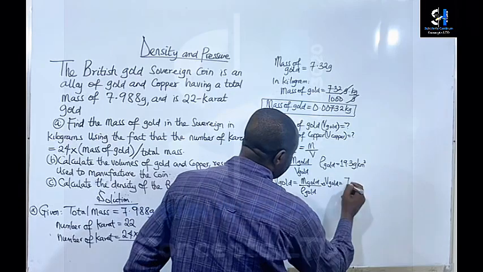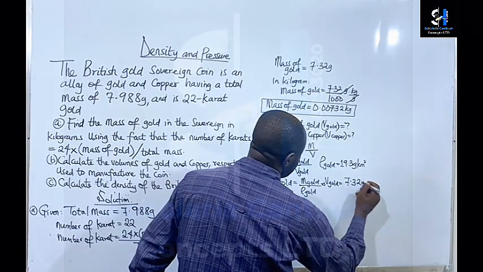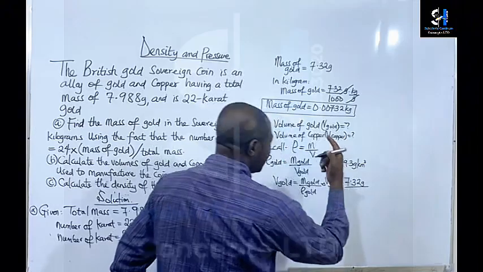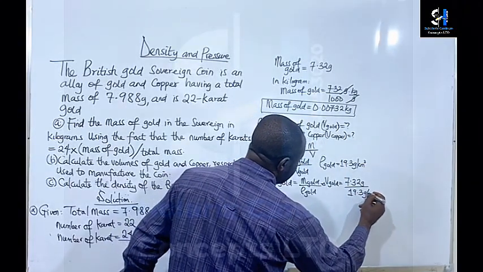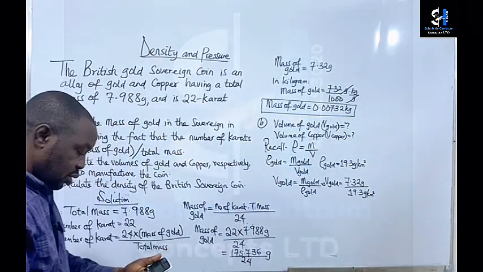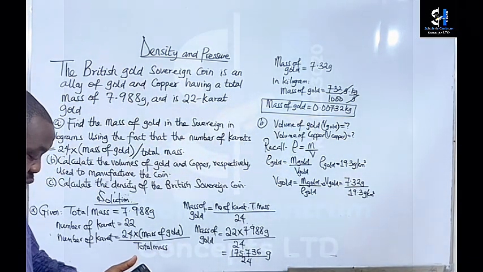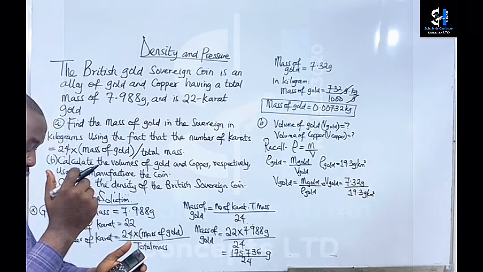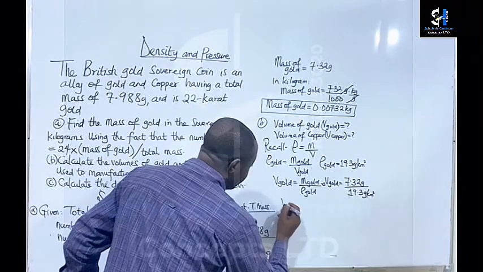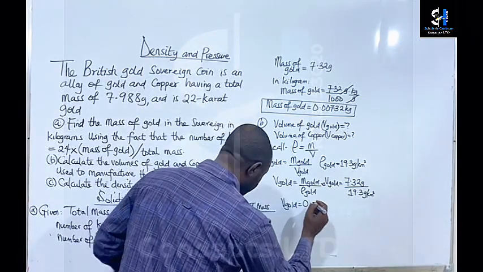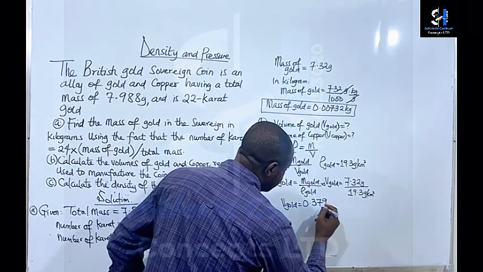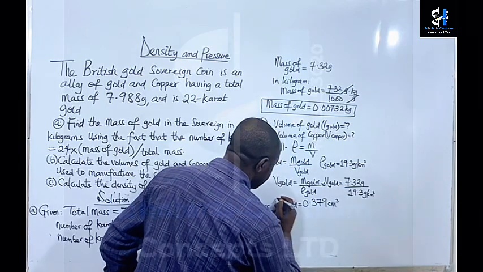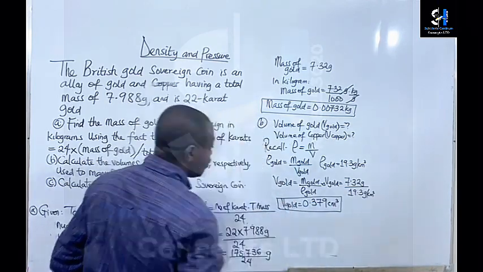So we have the mass of gold as 7.32 grams divided by the density of gold, 19.3 grams per cubic centimeter. So what is 7.32 divided by 19.3? That'll be 0.3779. All right, so the volume of gold will be equal to 0.379 cubic centimeters. This is the volume of gold.